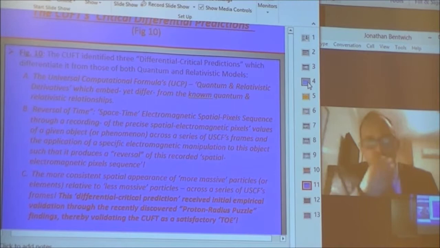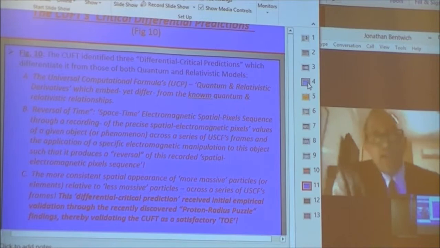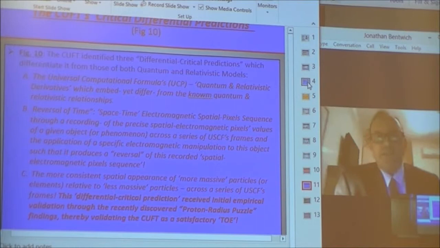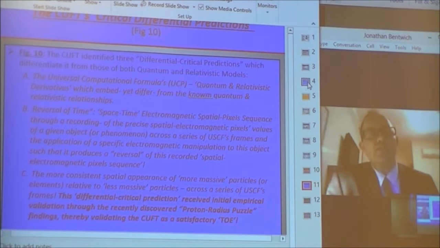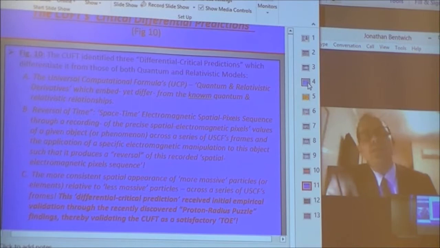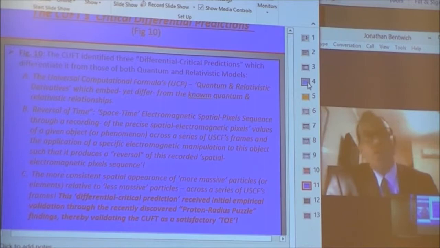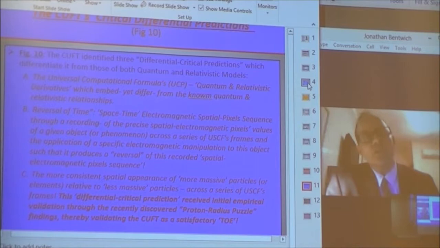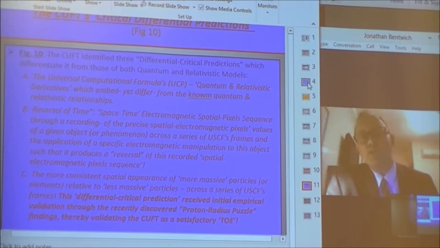Okay, now we're getting to the highlight of this paper and this presentation, which is that the computational unified field theory sets out to resolve the theoretical inconsistencies between quantum mechanics and relativity theory. It's a candidate theory of everything. In order to attempt to prove that this theory may actually be an incorporated theory of everything, one of the things I did back in 2012 was to identify at least three what I call differential critical predictions, which differentiate this computational field theory from the predictions of both quantum mechanics and relativity theory.